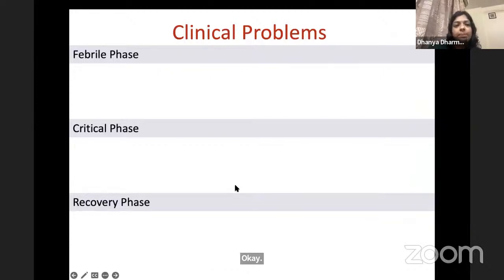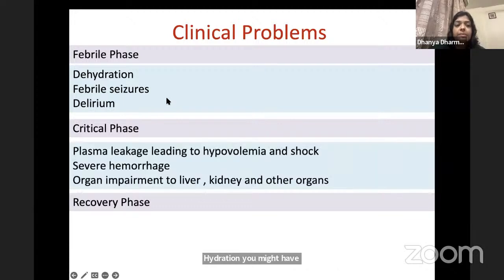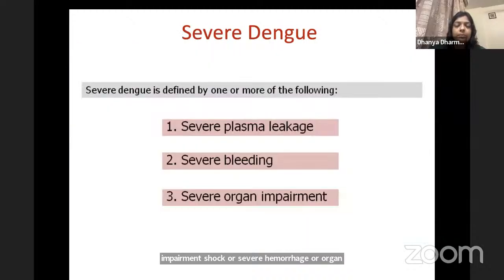So what are the clinical problems in the different phases? We had alluded to that in a previous slide, but I'll just repeat. In the febrile phase, what you can have is probably dehydration. You might have febrile seizures, you might have febrile delirium. But in the critical phase, there could be hypovolemia and shock or severe hemorrhage or organ impairment to liver, kidney, and other organs, and in recovery, you can have fluid overload if there is inappropriate fluid management.